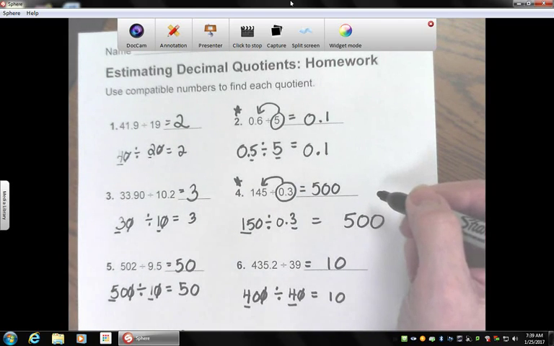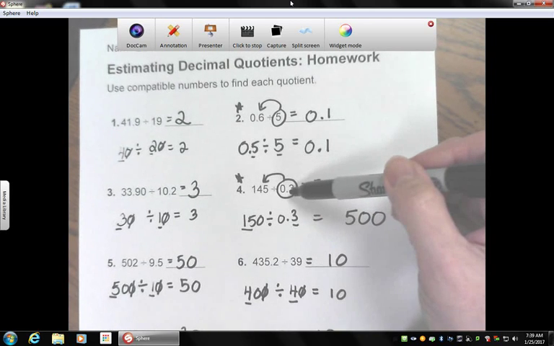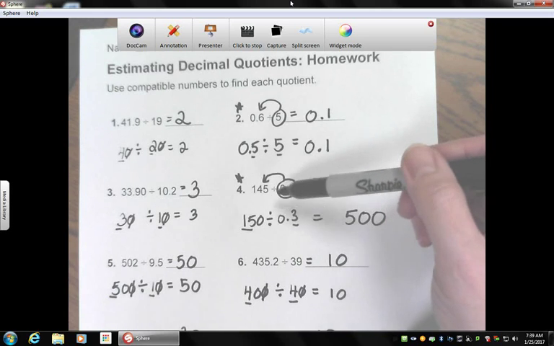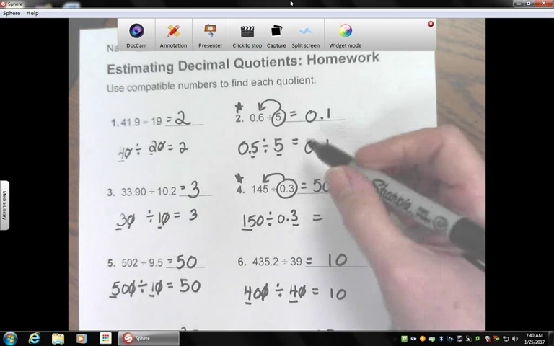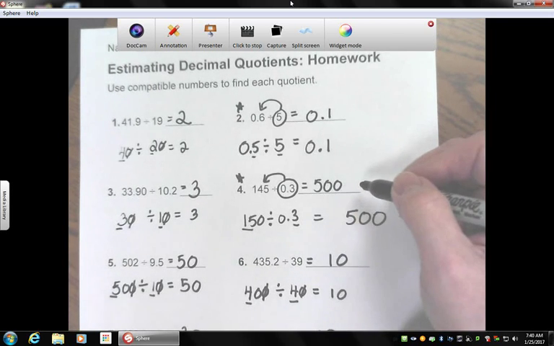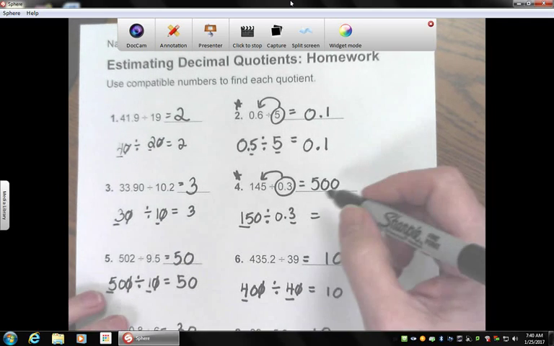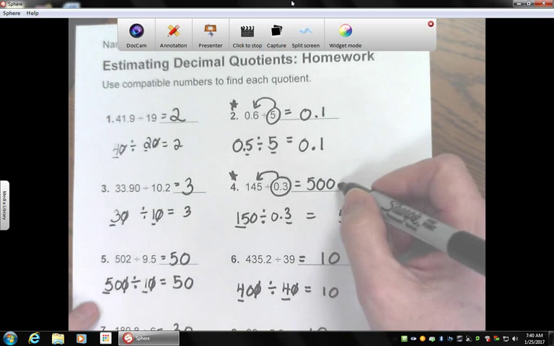Now, does this make sense? 145 divided into groups of 30 cents each. Well, in each dollar, you'd have about 3 groups. So it'd be 3 groups for each one, and we have 145. So thinking about it as both money and also as the inverse operation of multiplication, 500 is a good estimate.